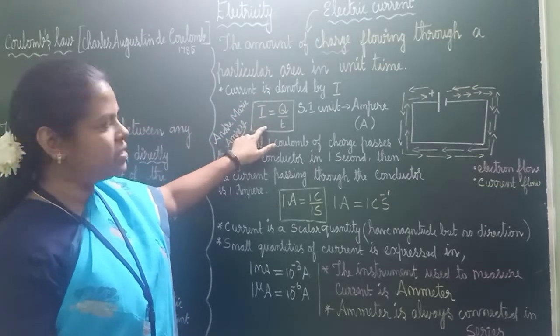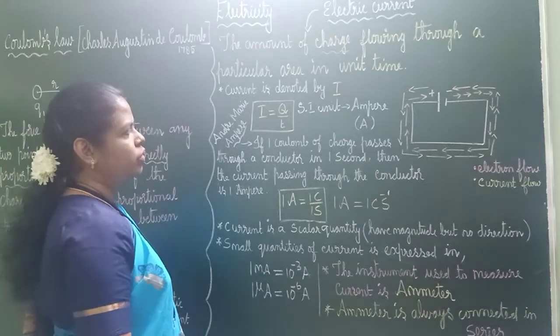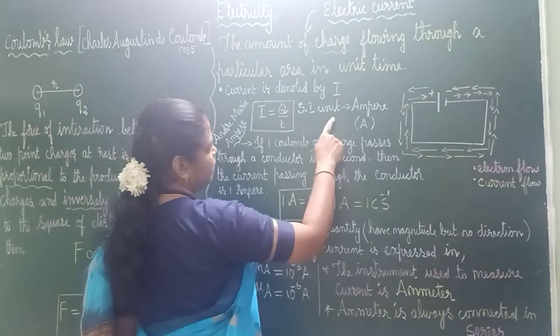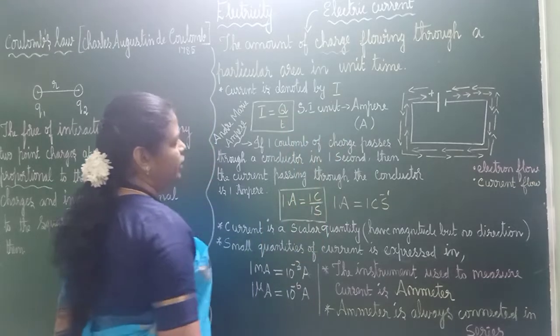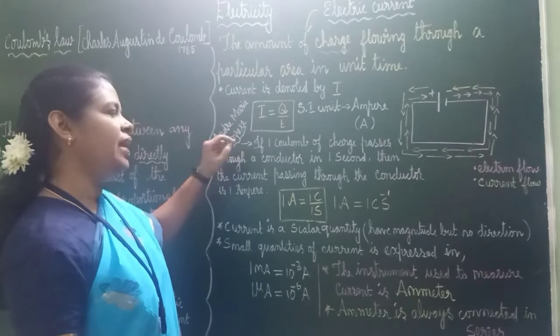So the formula is, whenever you write a formula, you put it inside a box. I is equal to Q by T. What is the SI unit of current? SI unit is ampere, to honor this person. Who is this person? Henri Marie Ampere.